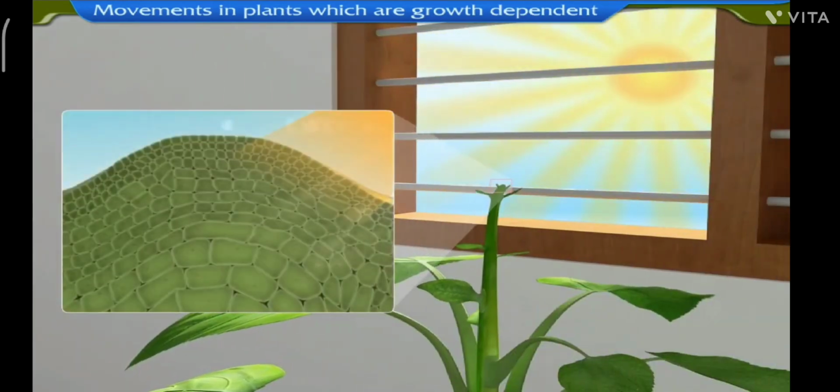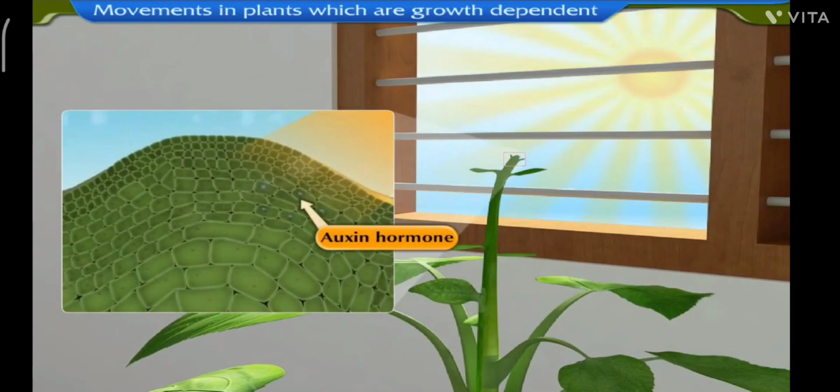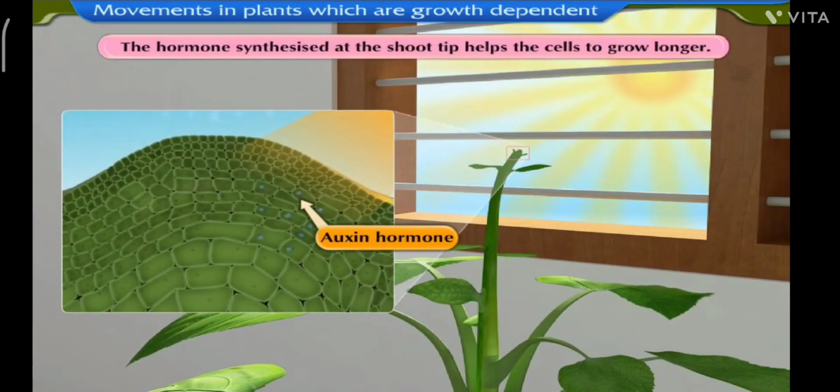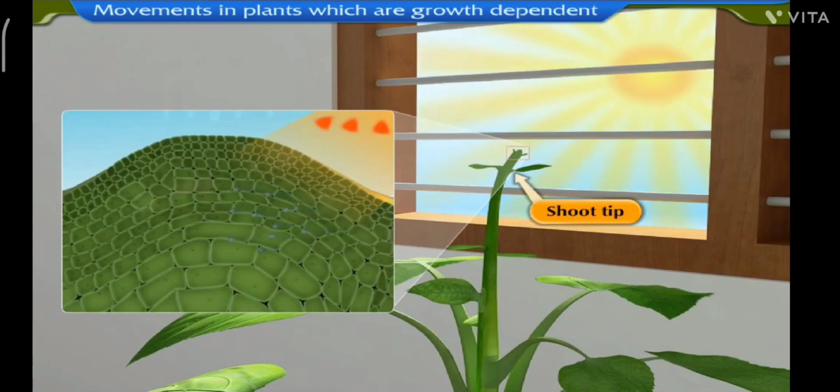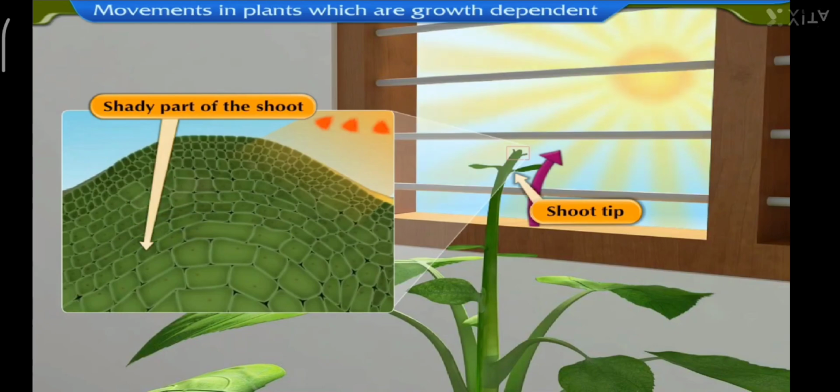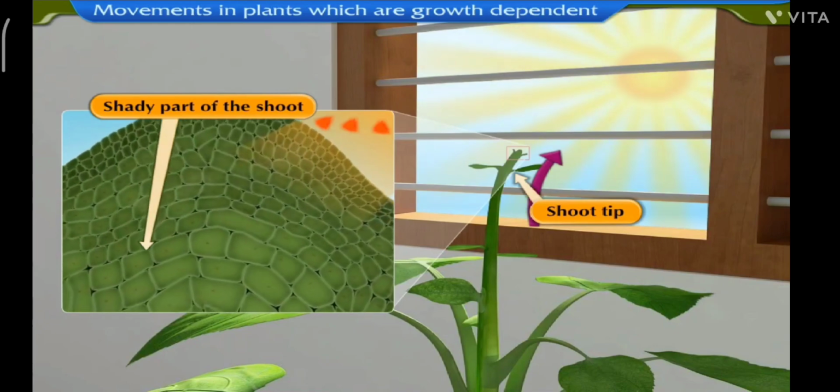When light falls on a part of a growing plant, a hormone called auxin is synthesized. The hormone is synthesized at the shoot tip and helps the cells to grow longer. As the light is falling on one side of the plant, the hormone slowly diffuses towards the shady part of the shoot and stimulates the cells to grow longer. Hence, the plant appears to bend towards light.